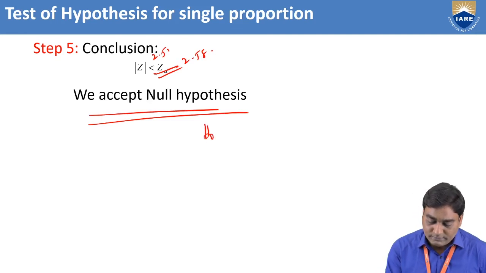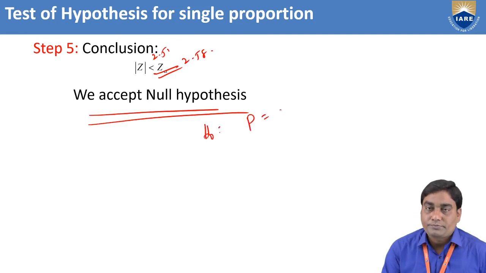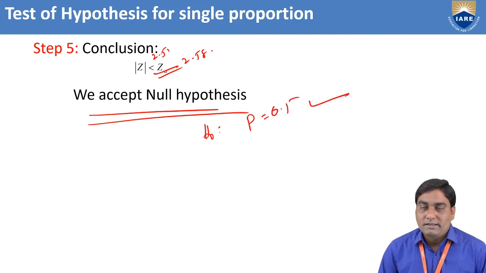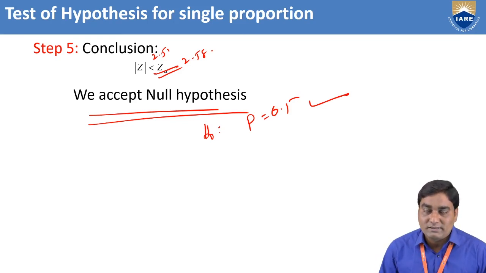That means P equal to 0.5 we can accept. That means the rice eaters and the wheat eaters are equally popular in the state of Karnataka. That statement we are going to accept. That means whatever statement he passed, we are going to accept it, as it is true. Like this, we have to solve problems on the test of hypothesis for single proportion.